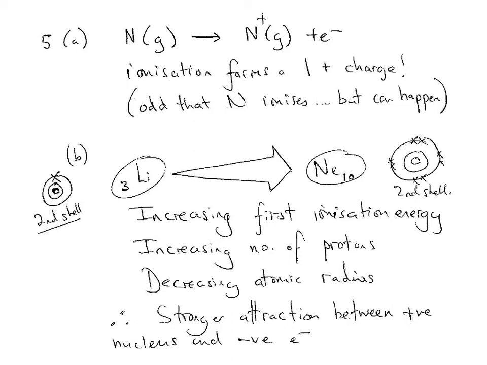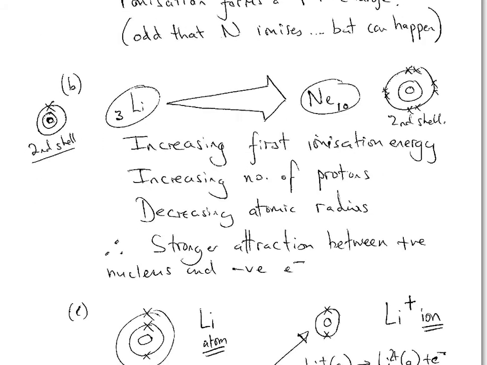In B, you are asked to state and explain the general trend in the first ionization energy of lithium to neon. Here's my diagram to show what's going on there. So lithium to neon, the value increases when you go across the period. And why does it increase? Well, lithium's got 3 protons and neon's got 10 protons. So there's an increase in the number of protons, more attraction to those outer electrons.